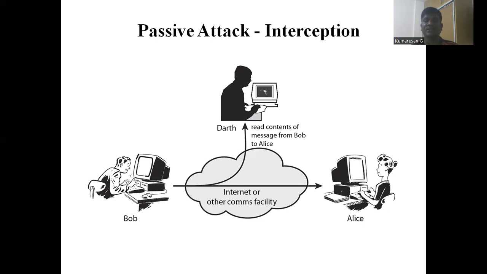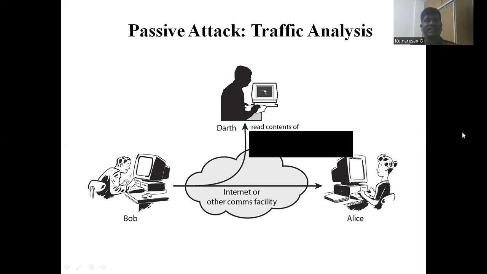See, Dart cannot do anything. He only reads the message. But these two people, Bob and Alice, don't know someone has already read their confidential information. So this kind of attack, we call it an interception attack. Passive attack, interception: someone reads your confidential information without the knowledge of the sender and the receiver. This is one kind of passive attack.